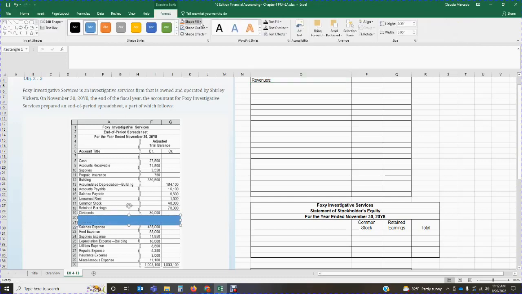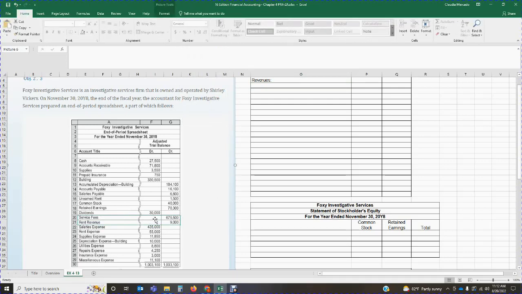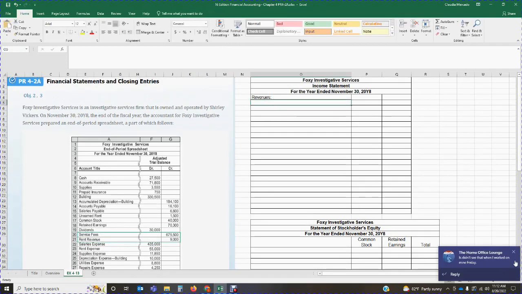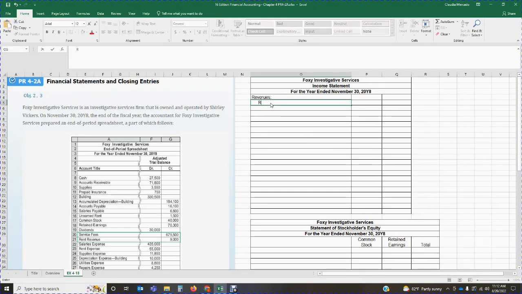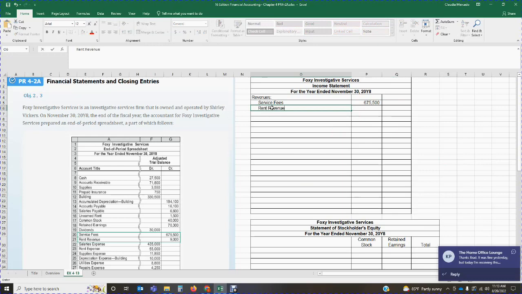No fill, and let's do green. So we have those two, and I'm going to bring those over to my revenue section. We have service fees of $675,500. Now, because we have two accounts, we're going to bring them over to our first column, get a total, and then bring the total over to the second column. And then we have rent revenue of $9,000.